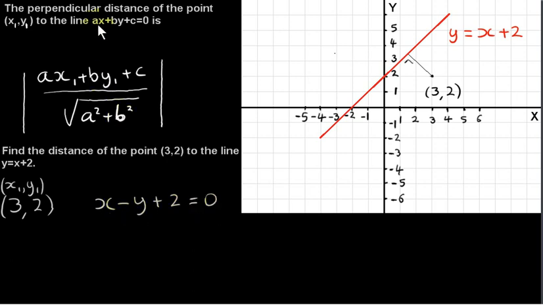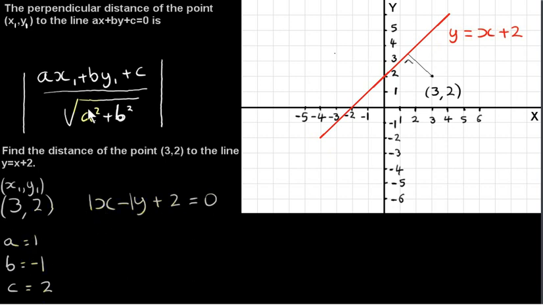So now we can write down what a, b, and c are. A is the coefficient of x. So I'll write it over here. A is 1. B is the coefficient of y. B is minus 1. C is the constant term. C is plus 2. By the way, for the line in this form, the value of c is the same as the value of c for when the line is in the form y = mx + c. In general, it's not true. It just happens to be the case here.